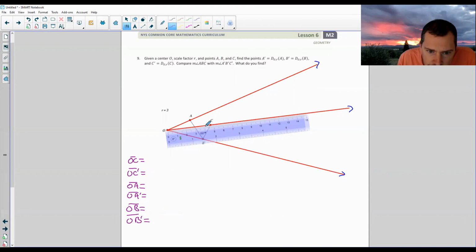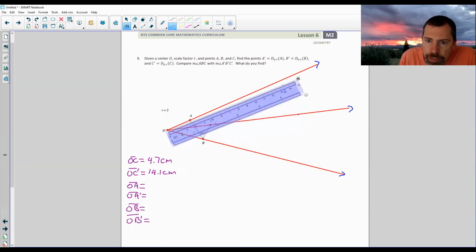So OC is 4.7 centimeters. And since I don't want to move my ruler, I'll just leave it there. I want to take 4.7 times 3, and just to save time, I'll do this. 4.7 times 3, enter, is 14.1 centimeters. So I go out to 14.1, it is right here, and I put a dot. Rotate up, and after I move my ruler, I can label that C prime.